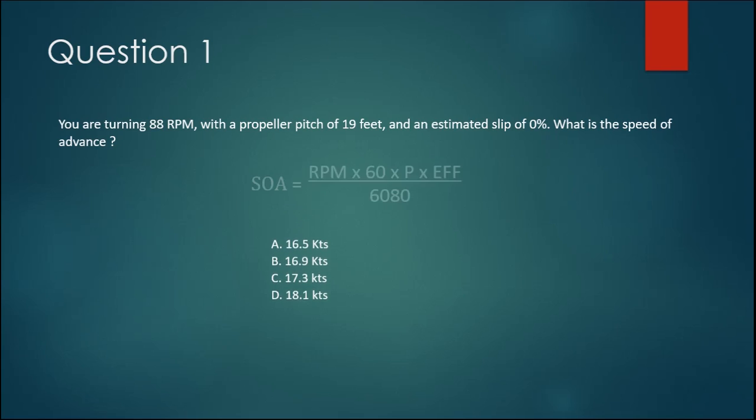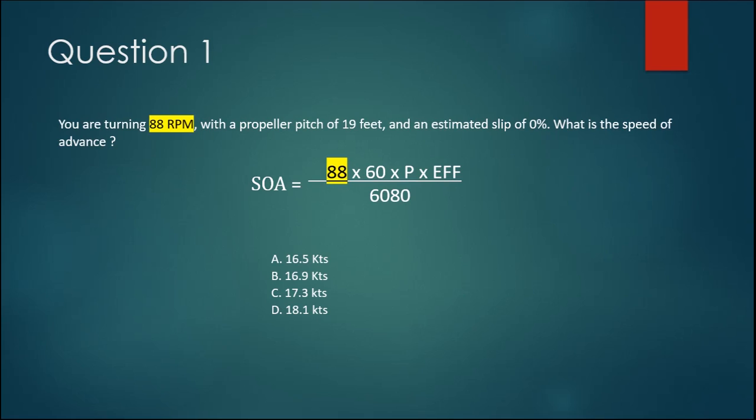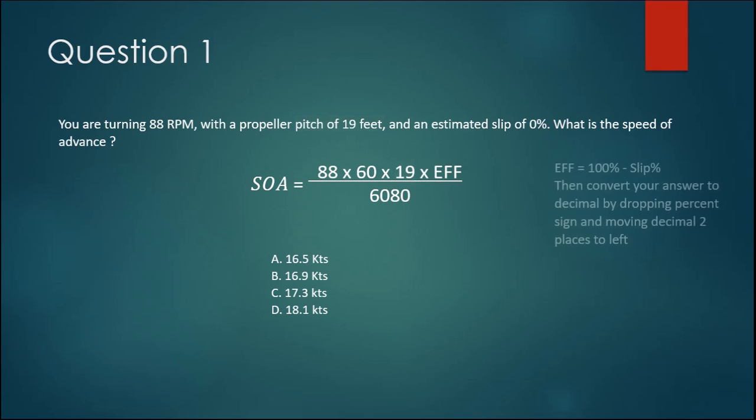So let's take our formula and start pulling numbers from the problem and plugging them in. First, we have 88 RPMs. 60 is constant. The pitch is 19 feet. Efficiency is 100% minus the slip percent. Then you convert that to a decimal by dropping the percent sign and moving the decimal two places to the left. So in this case, we come up with an efficiency of 1. These are pretty easy, but we'll have some more efficiency problems later on in the lesson and we'll work through those. In this case, it comes up to an efficiency of 1, so let's plug that in.